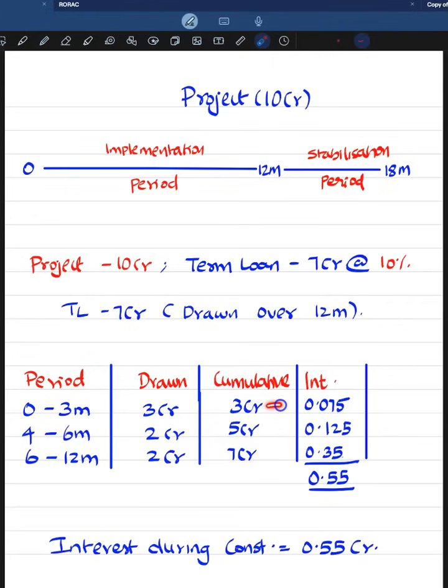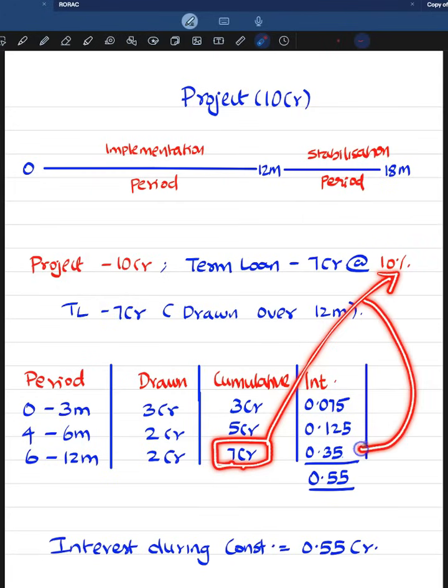So on this 3 crore, for the average period of 3 months, they will be paying interest, which is basically 7,50,000. And for this 5 crore, for this 4 to 6 months, that is a 3 months period, they will be paying 12,50,000 as interest. The interest is basically calculated on the cumulative amount by applying this percentage for the respective period. And for the last 6 months, they would have drawn the entire 7 crore. So for 6 months, 7 crore into 10%, which works out to 70 lakh. And for an average of 6 months, it's going to be 35 lakh.